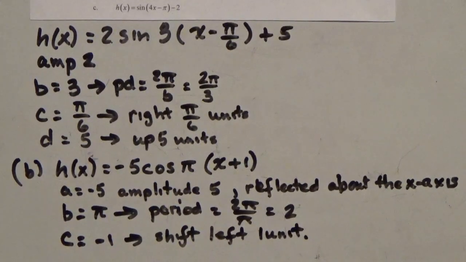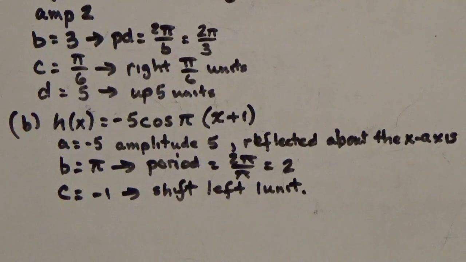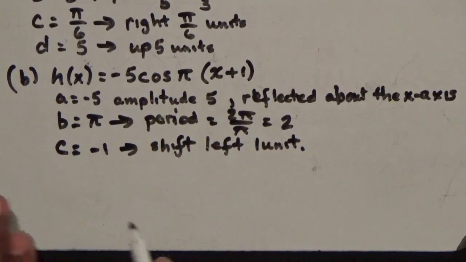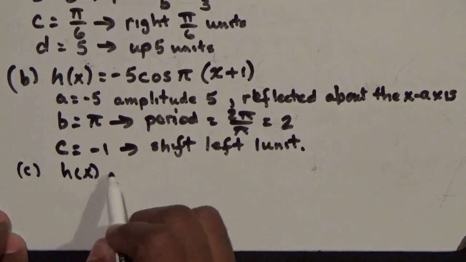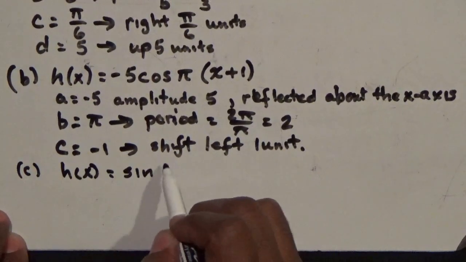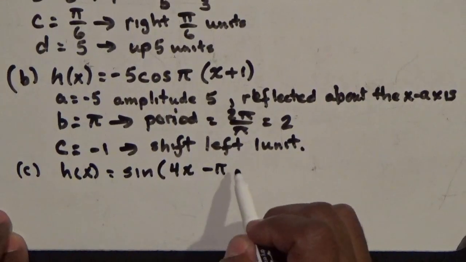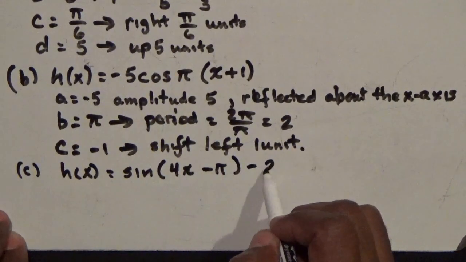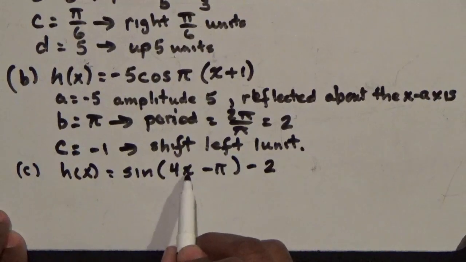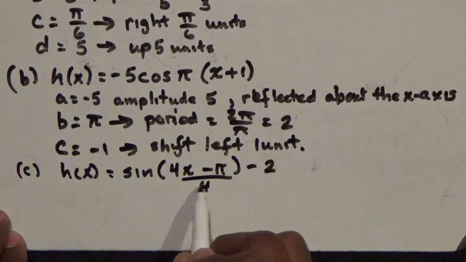All right, and then finally the last one, for which there is a little extra work to be done. So let's see. C, you got h of x is equal to sine. It's really not in the form that we're used to, where the b is outside of the parentheses. Right now, there's a coefficient with the x, and so we want to just divide this by 4. Just factor out a 4.